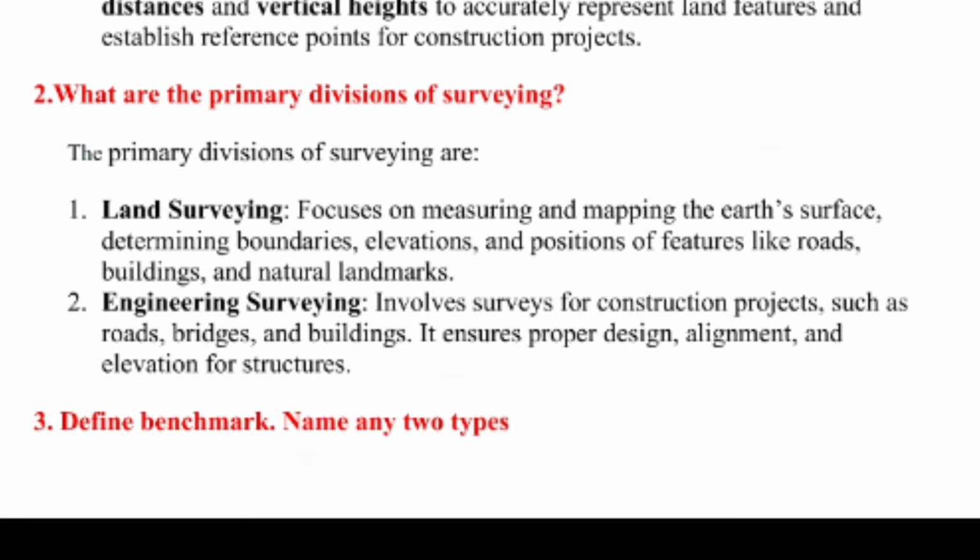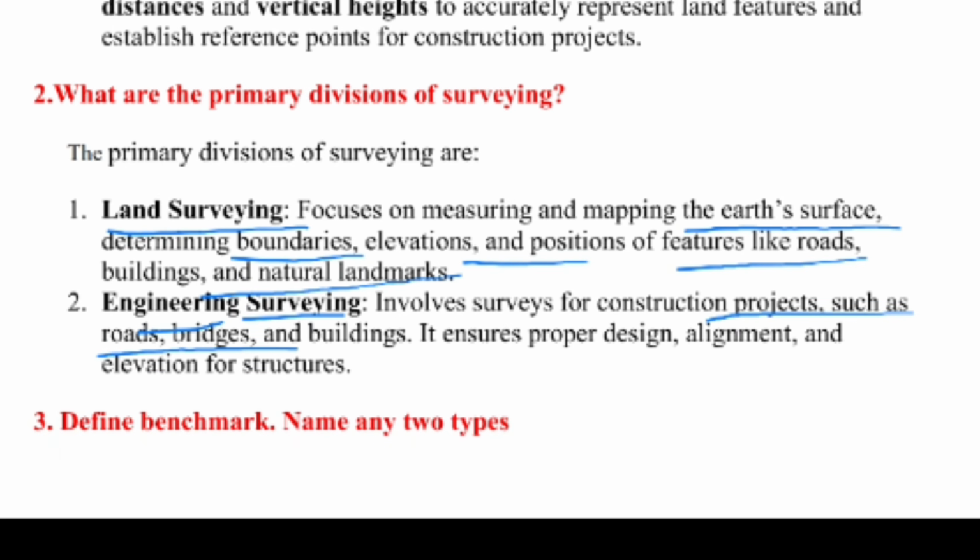What are the primary divisions of surveying? We can divide it into land surveying and engineering surveying. Land surveying focuses on measuring and mapping earth surfaces and boundaries, elevations and positions of features, roads, buildings and natural landmarks. Engineering surveying is used in construction projects such as bridges, roads and buildings, ensuring the design, alignment and elevation of the structure.